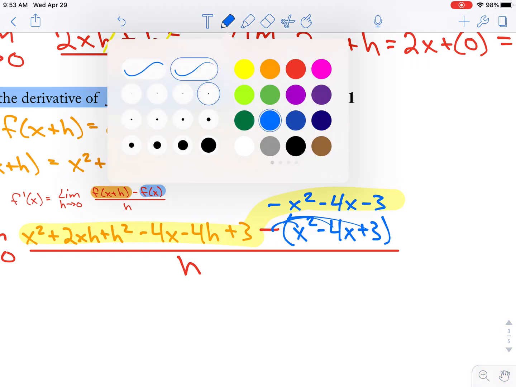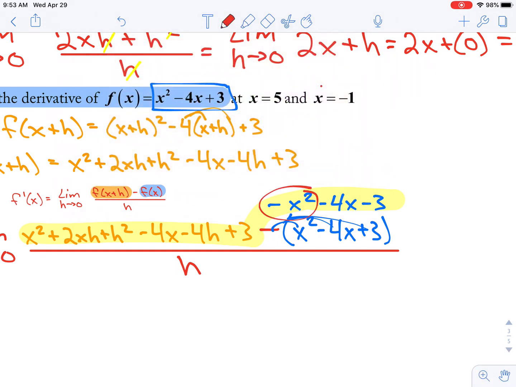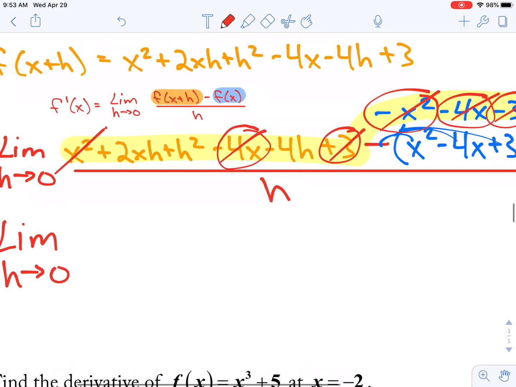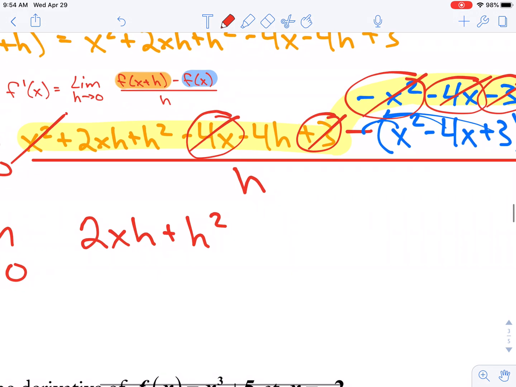So what can cancel out here? Remember, anything that doesn't have an h should cancel. So x squared cancels with x squared. Negative 4x cancels with negative 4x. Negative 3 cancels with positive 3. So we're left with only terms that have h's: the 2xh plus h squared, and then don't forget about that negative 4h right there.